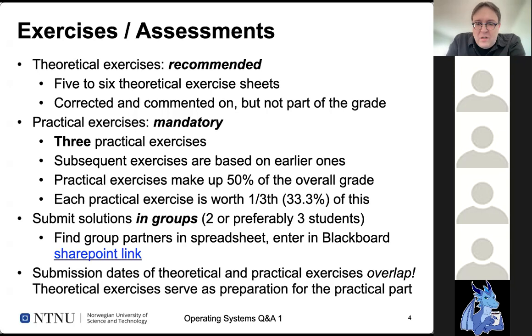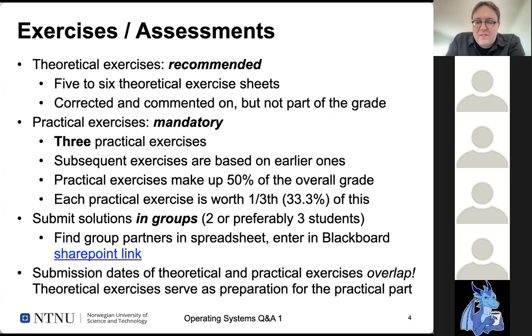And then we close the spreadsheet, and then you can enter these groups in Blackboard. Please do this on your own, because entering 400 of you in Blackboard is no fun at all, and importing usually doesn't work. So we hope this works in self-organized mode. If not, let us know if there are problems showing up or anything. Of course, we're able to help. Submission dates of the theoretical and practical exercises can overlap.